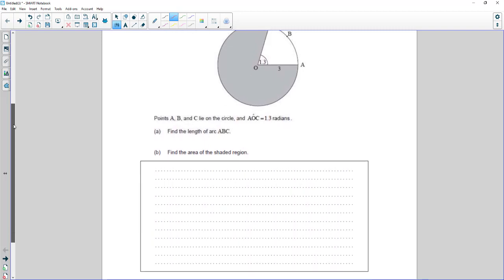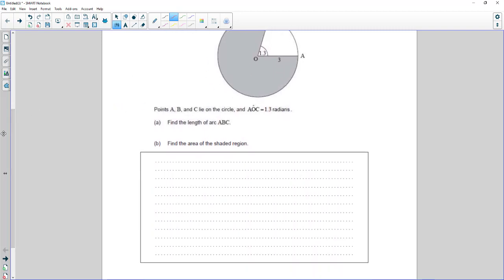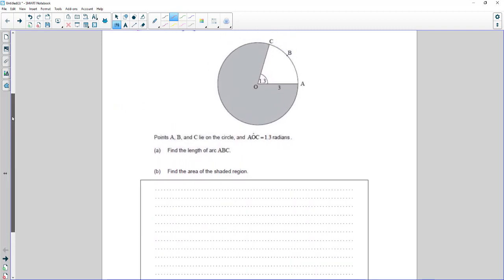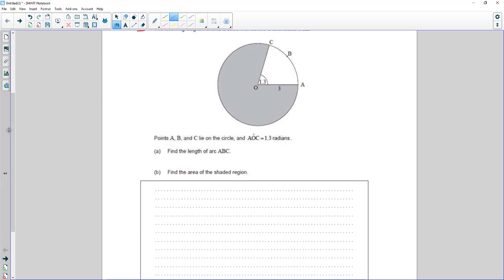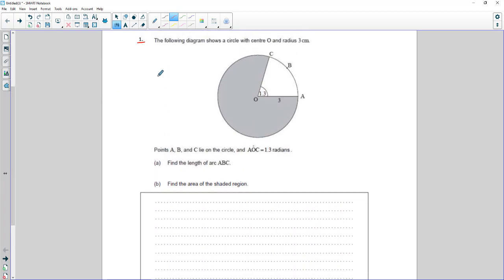So, here it is, in case you wanted to see what was happening there, and we'll just go over it. In this question, let's scroll up a little bit. The following diagram shows a circle with a center of O and a radius of 3. We're going to find the length of the arc ABC, which is right here.